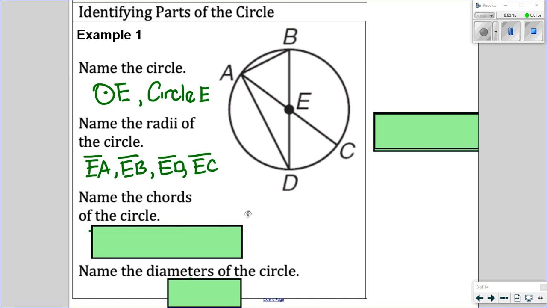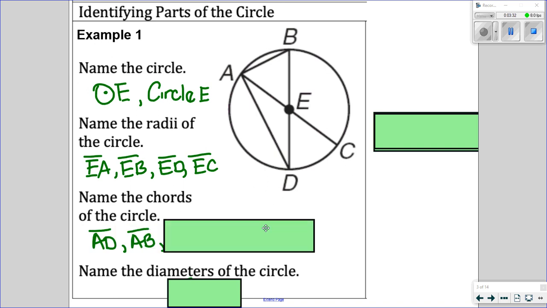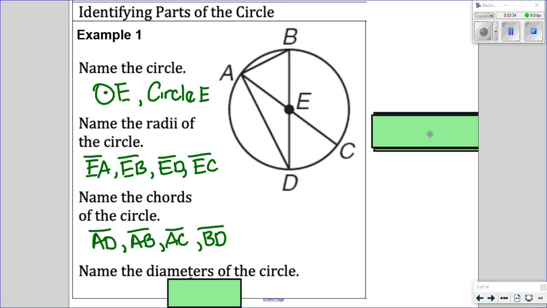Name the chords of the circle. Remember that the chord is a segment that has its endpoints sitting on the circle. So let's look for them. We have AB, AD is another one, AC, and BD. So there's 4 of them.